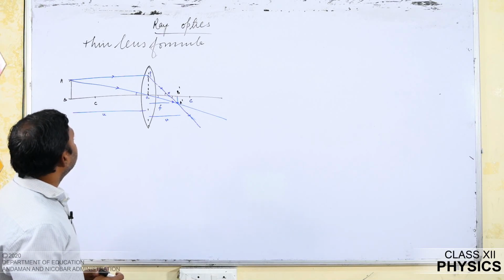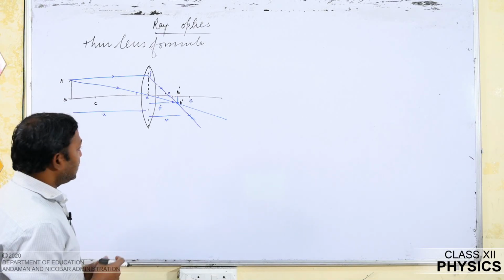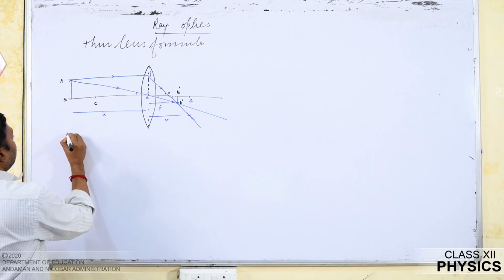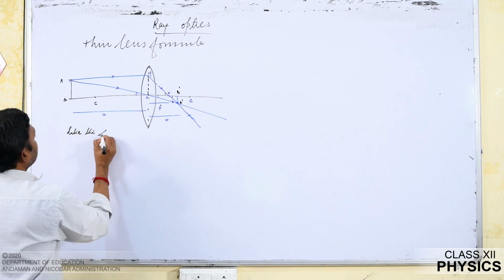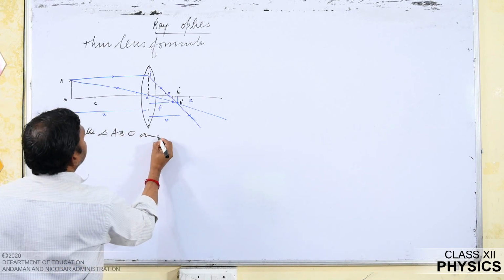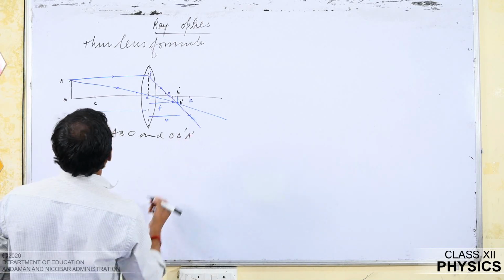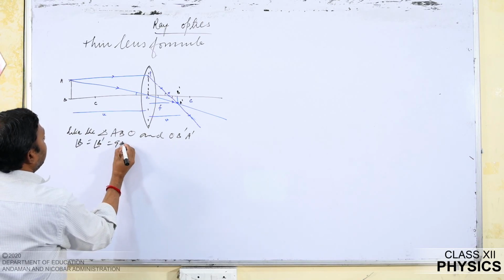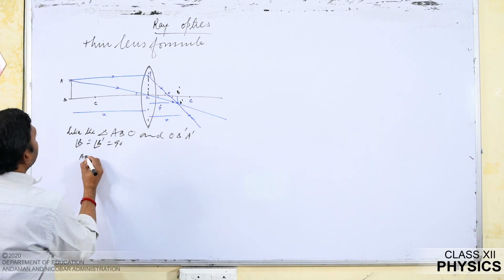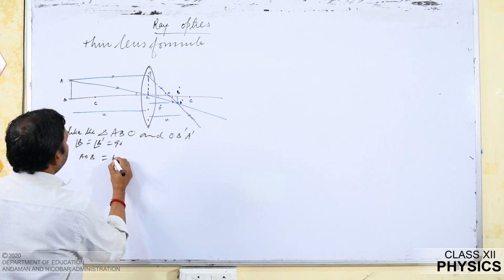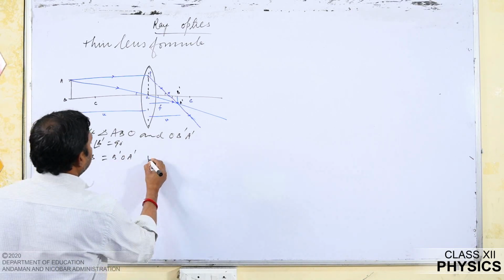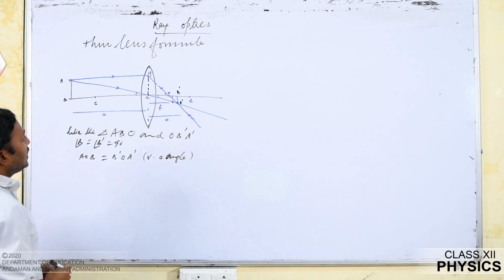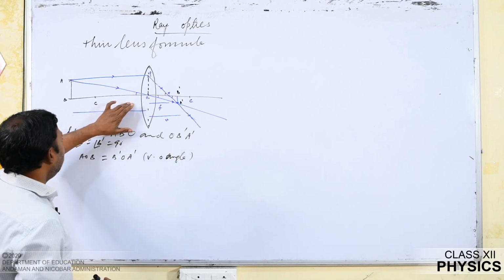Now, we will try to derive the lens formula for this case. For that purpose, we can take the triangles ABO and OB dash A dash. Here angle B equal to angle B dash is equal to 90 degrees, another is angle AOB equal to angle B dash O A dash, vertically opposite angles. So, these two triangles are similar by the AA similarity rule.